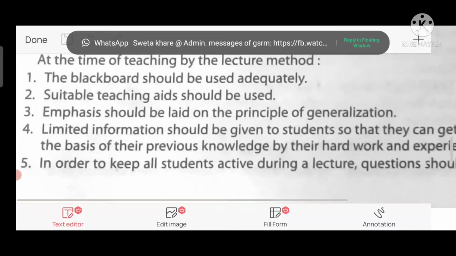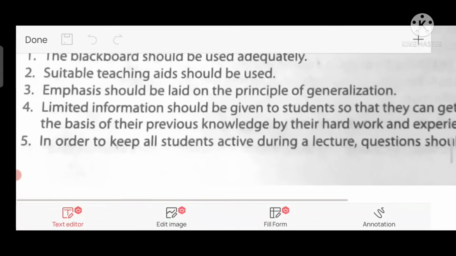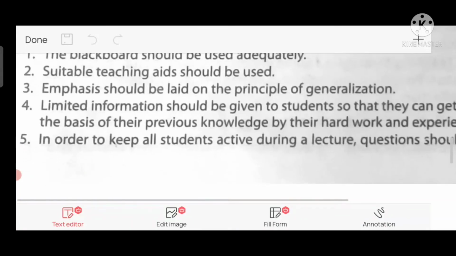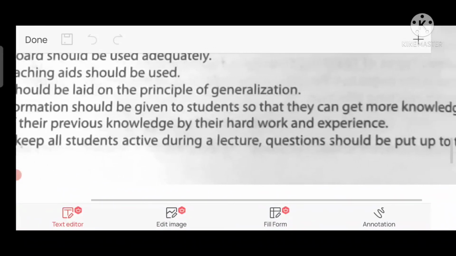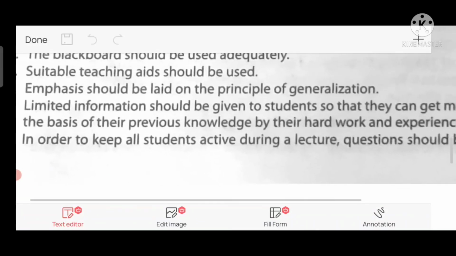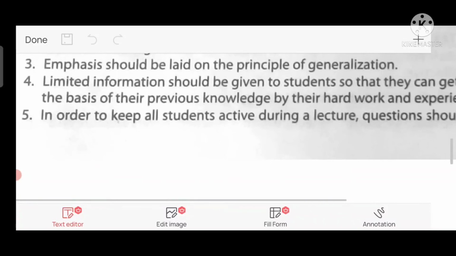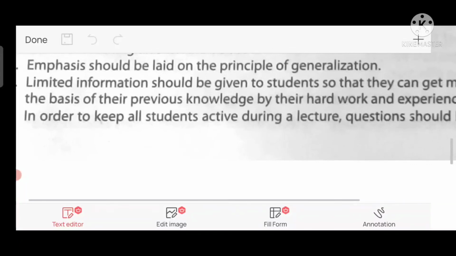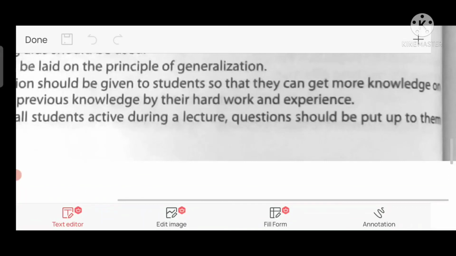Point number 3, emphasis should be laid on the principle of generalization. Point number 4, limited information should be given to students so that they can get more knowledge on the basis of their previous knowledge by their hard work and experience. Last point is, in order to keep all students active during a lecture, questions should be put to them from time to time.